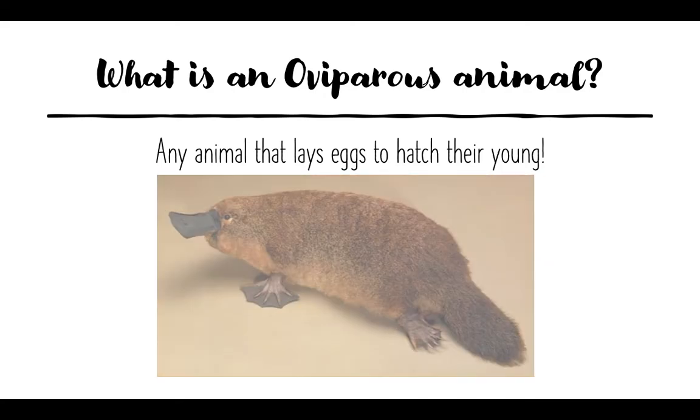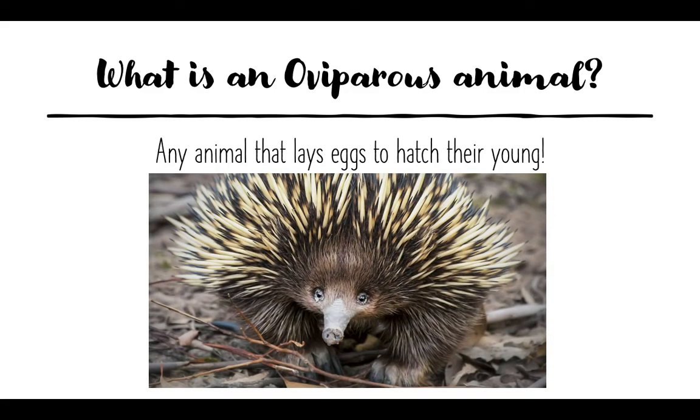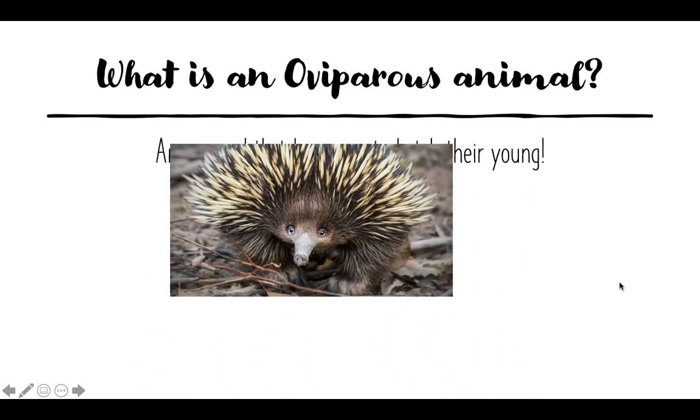And another one is this. This is an echidna, and echidnas are also egg-laying animals. And they live in Australia too, and they have all these little spikes on their backs to protect them from predators and to keep them safe. And they use that little nose that looks like a little pig nose to kind of root around in the soil and find bugs to eat.